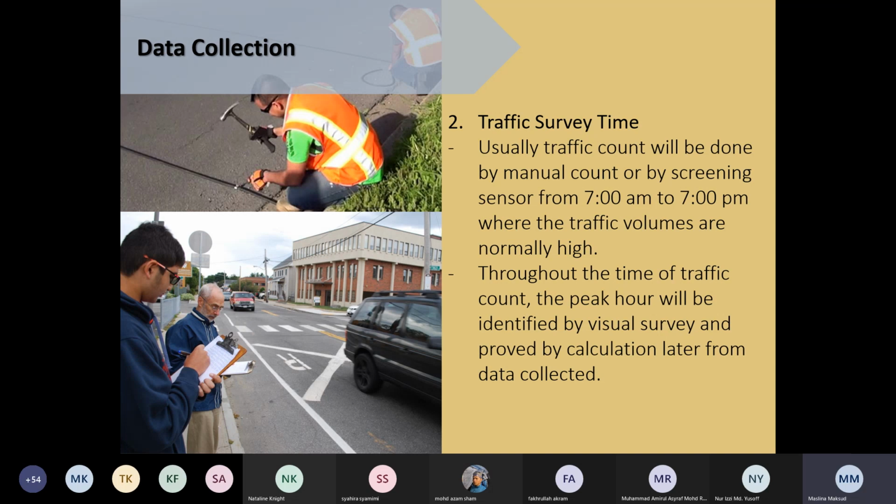Throughout the time of the traffic count, the peak hours can be identified by visual survey, and we can also provide them by calculation from the data that we have collected.